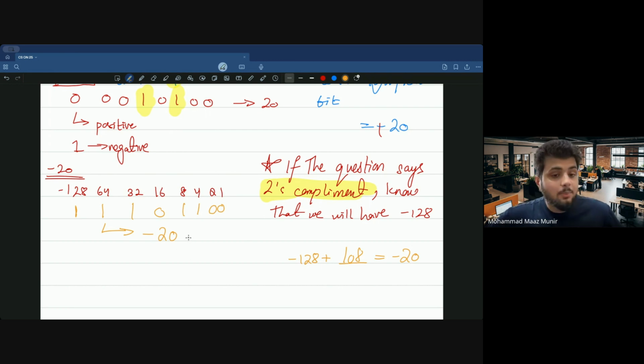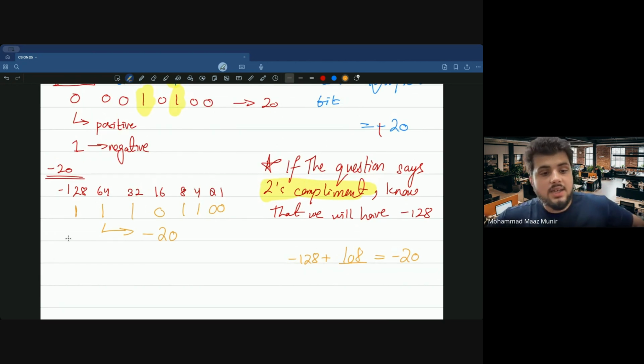Now why is it important to understand that we have to look for the 2's complement keyword? Because if we ignore the 2's complement keyword, and let's say we are just dealing with normal binary numbers where we don't have the 2's complement word mentioned in the question, then the answer to this will be very different.